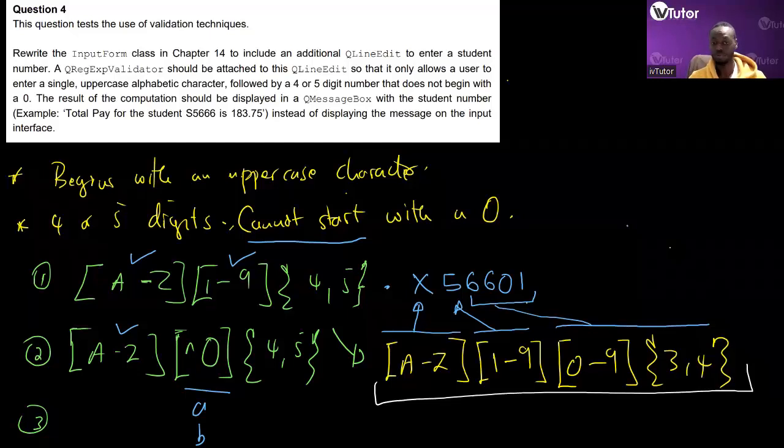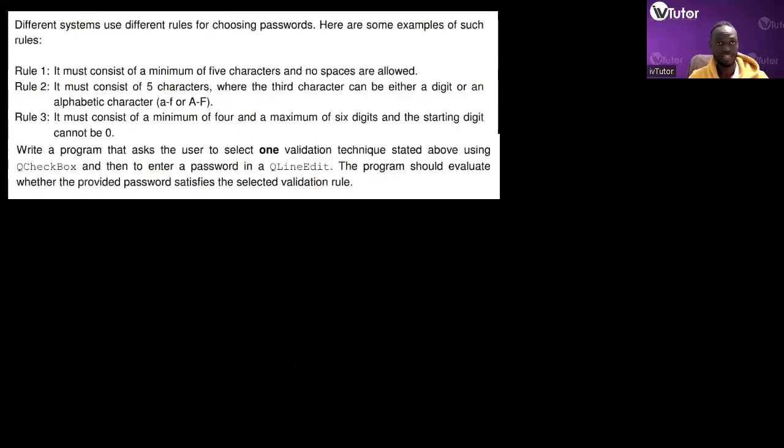Here's another example that we are also going to need to do a full solution on. This one, we won't do a full solution. We just want to build the regular expression. Actually, it's a question from previous assignments. It says different systems use different rules for choosing passwords. Here are some examples of such rules. It must consist of a minimum of 5 characters, no spaces allowed. It must consist of 5 characters, where the third character can either be a digit or an alphabetic character, A to F, lowercase or uppercase. Only A to F. It must consist of a minimum of 4 and a maximum of 6 digits, and the starting digit cannot be 0.